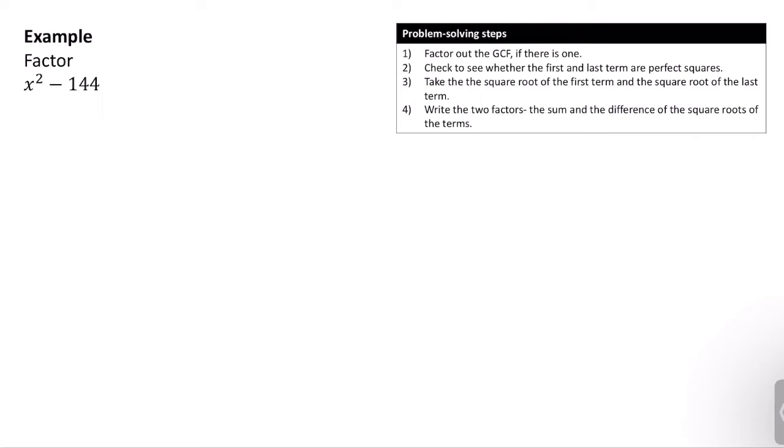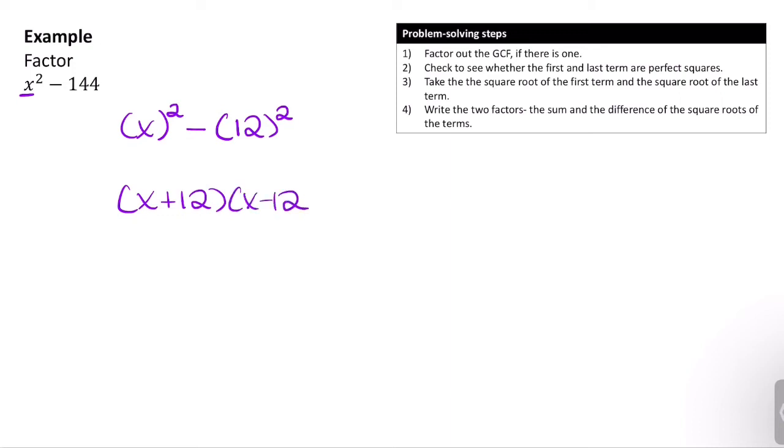So notice that these are both perfect squares. So I'm going to take the square root of each term. The square root of x squared is x, right? Because half of 2 is 1, and x to the 1 we can just write as x. So this is like x squared, okay? And then minus the square root of 144 is 12. So we have x squared minus 12 squared. So we can use the difference of squares to factor. So this is going to be x plus 12 times x minus 12.